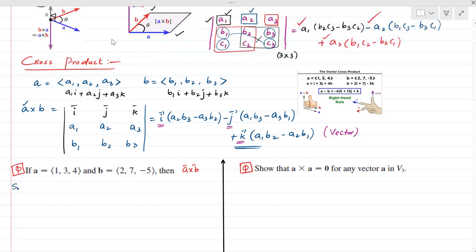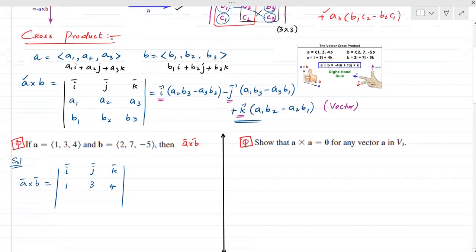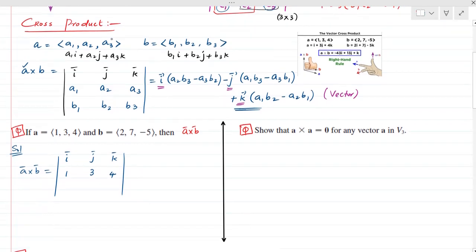So as we know, this is i, j, k. I write A cross B, which is equal to the determinant with i, j, k as the first row, the vectors. The next row, fill in the components of A. What are the components of A? This is 1, 3, 4. The order should not be changed. If you change the order, a negative will appear. We will discuss that in the properties. So first the A components, then the B components: 2, 7 and -5.